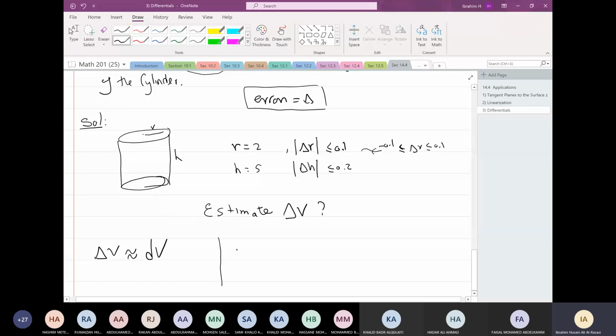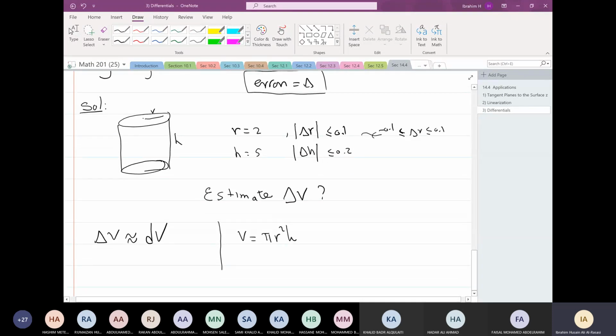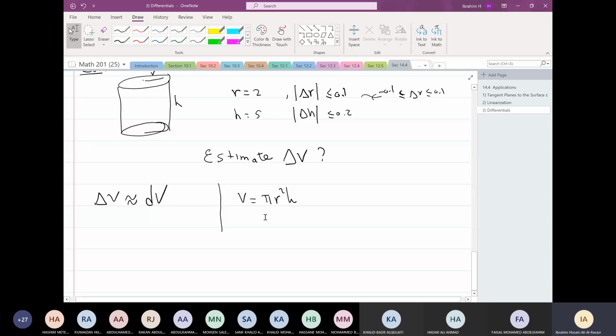Here we have a volume. What is the volume of a cylinder? It is pi r squared h. So V is now a function of two variables, r and h. What is dV? It is V sub r dr plus V sub h dh. The variables are now r and h, not x and y. So V sub r dr plus V sub h dh.